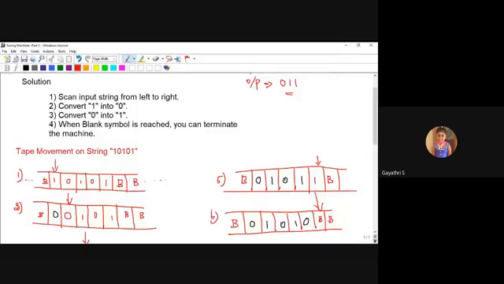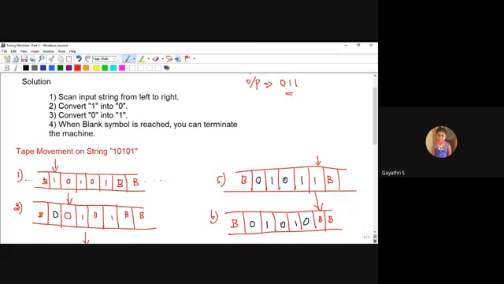So first, your tape head points to the first input symbol, which is 1. If you are reading 1, that 1 is replaced by 0. So that is the initial stage, step number 1.